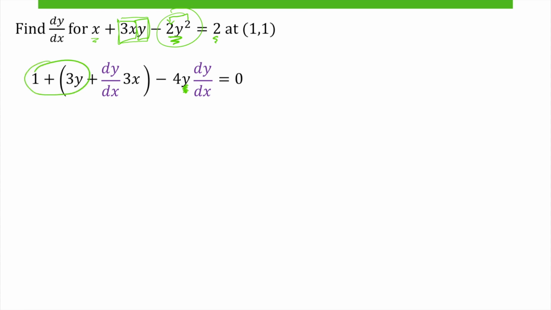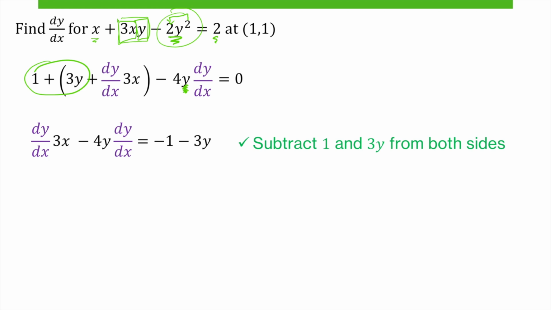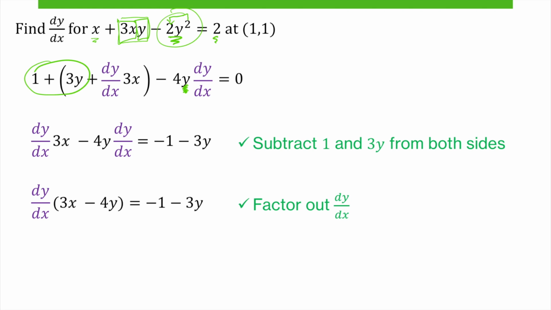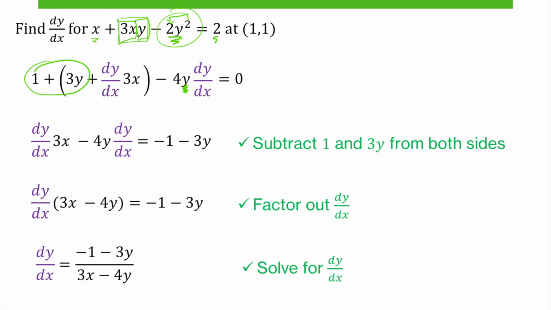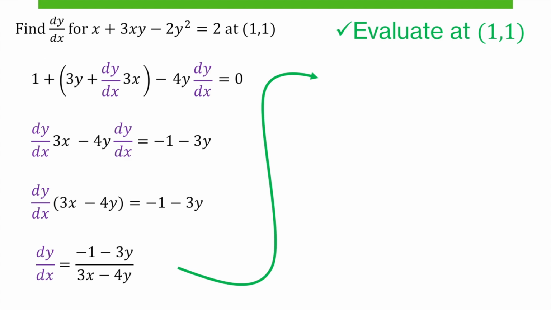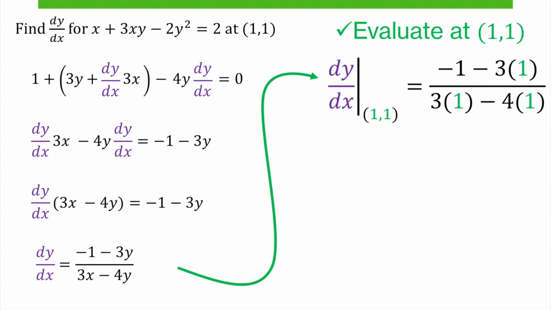So these are my non-dy/dx-y things. So we'll subtract those from both sides. Then we can factor out a dy/dx. And then isolate dy/dx by dividing both sides by 3x minus 4y. And now we can evaluate it. So dy/dx evaluated at (1, 1) is negative 1 minus 3 times 1 over 3 minus 4, which is 4.